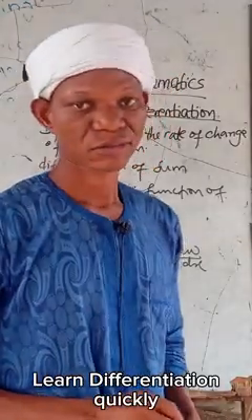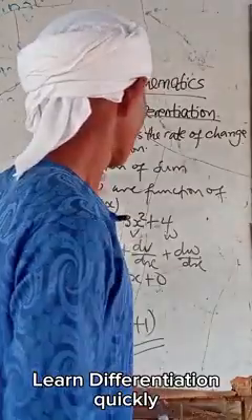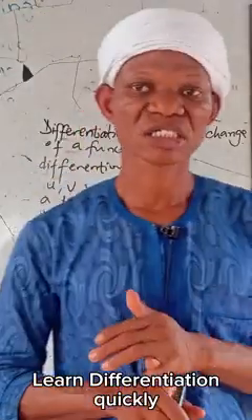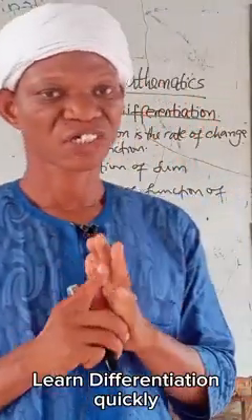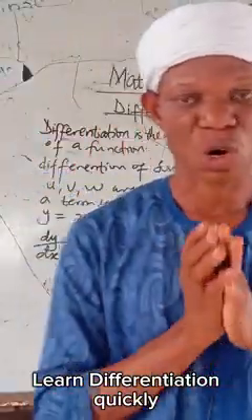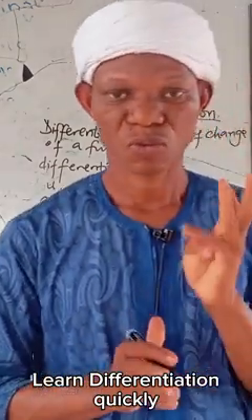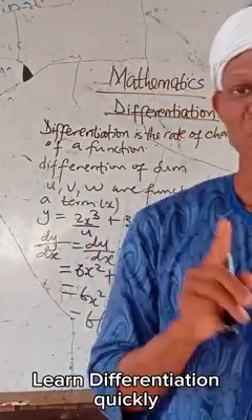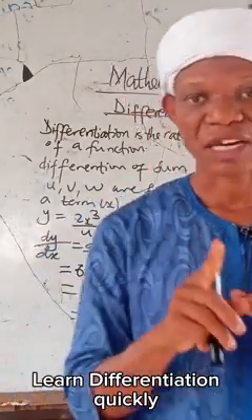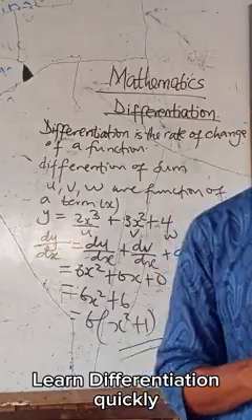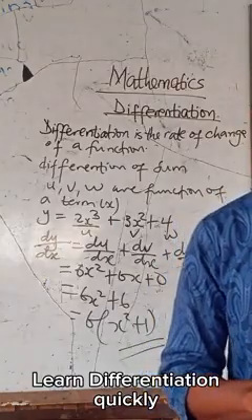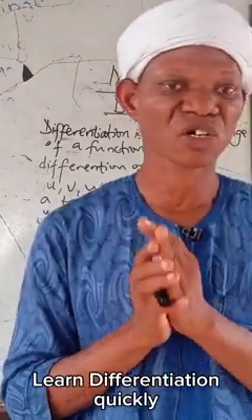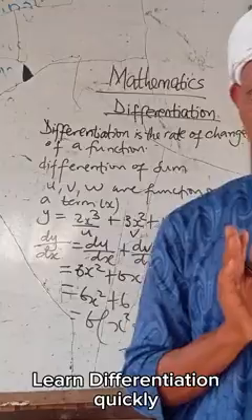Is that clear? So now, in differentiation, what I want you to understand is this, that firstly, differentiation is the rate of change of a function. Two, that when you are differentiating, you multiply the coefficient by the power and subtract 1 from the power. Is that clear? Three, that differentiating a constant is equal to 0.